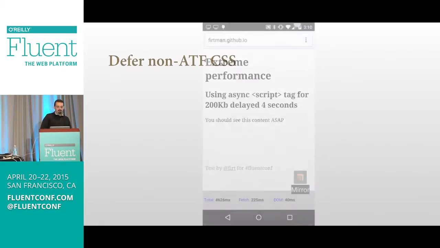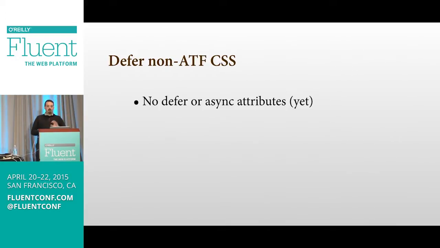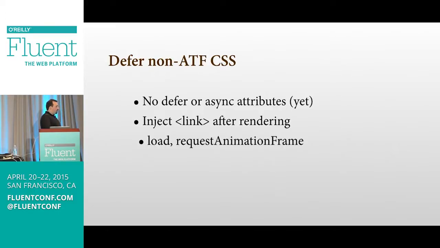This is more important. How to defer the CSS that you are not using in the first view? It's not so simple because we don't have defer or async attributes yet in HTML for CSS, but there are some tricks, such as injecting the link after the rendering, or using request animation frame. That is for animation, but the first execution means that the page was loaded. So when the first execution of request animation frame is running, then you inject the new CSS you need to download. So it's a trick.